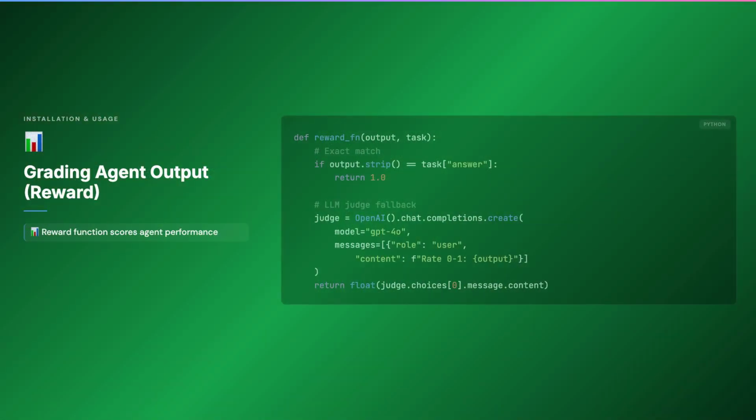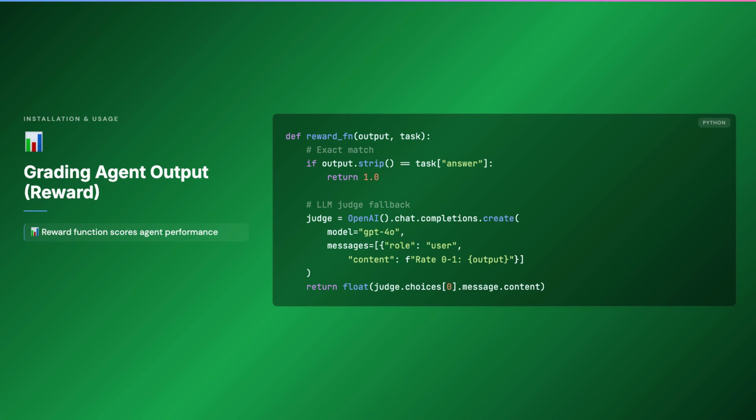The reward function is how you tell Agent Lightning whether the agent did well. It takes the agent output and returns a float between 0 and 1. You can implement exact match for tasks with known answers, use an LLM as a judge for open-ended tasks, or write custom scoring logic. This reward signal drives the entire optimization process, whether you are using RL, APO, or SFT.